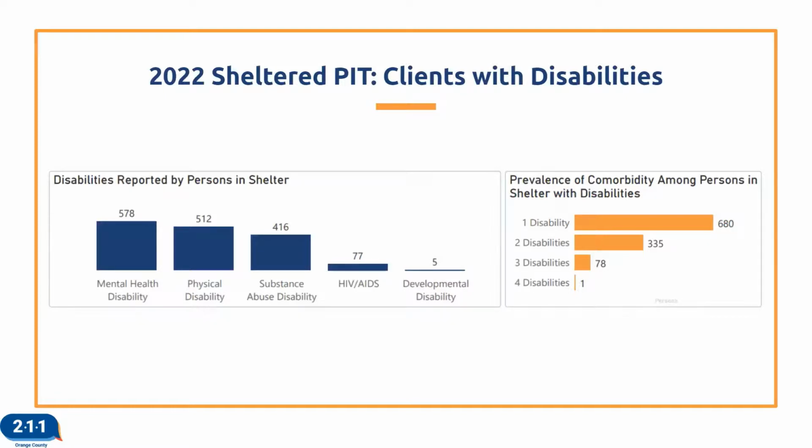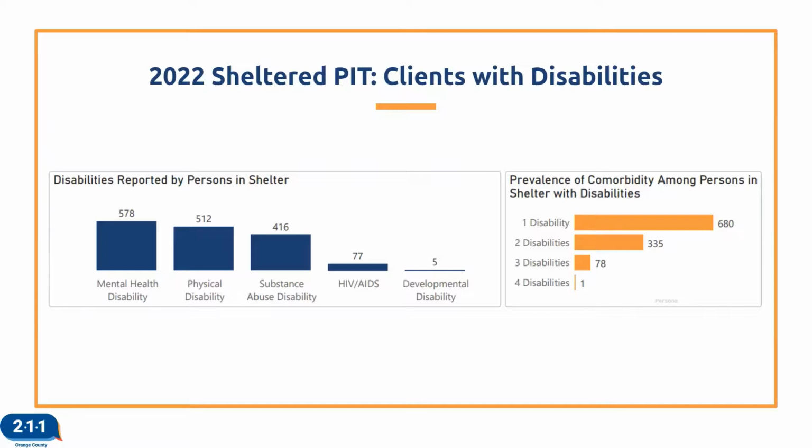So this is looking at the disabilities reported for these clients. On the left, you can see the number of clients that reported each type of disability. So this chart on the left, a client can be counted more than once if they reported multiple disabilities. But on the right, it is showing how many disabilities each client has. So most clients only have one disability, but there's a significant minority with 2 or more.